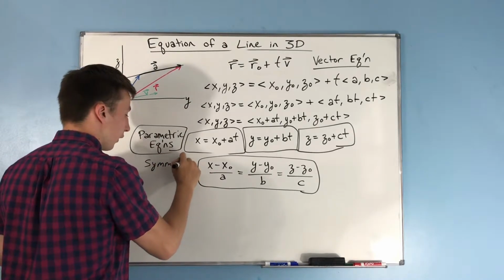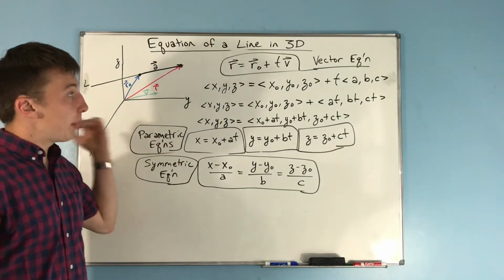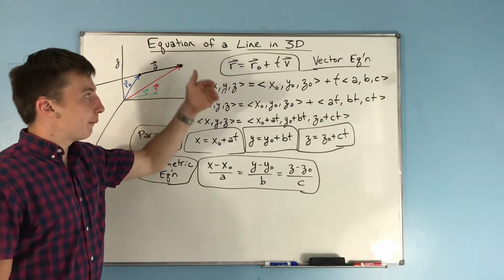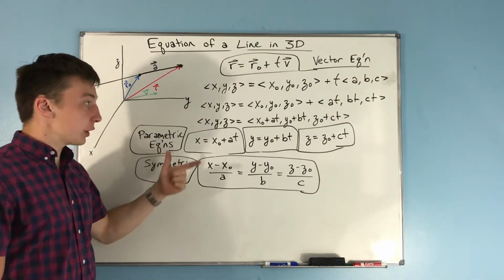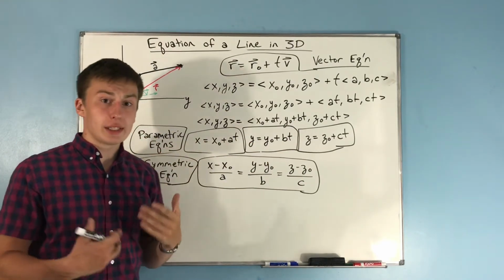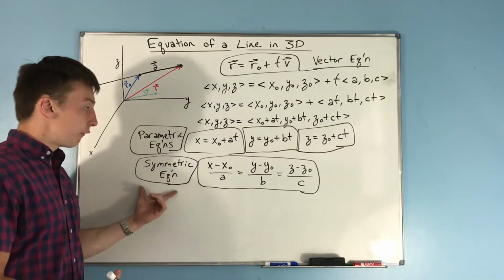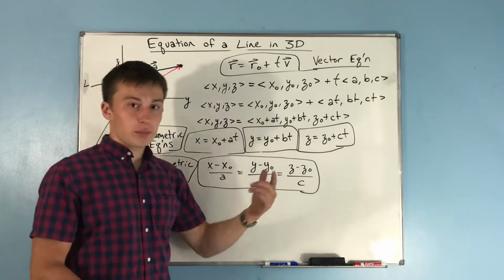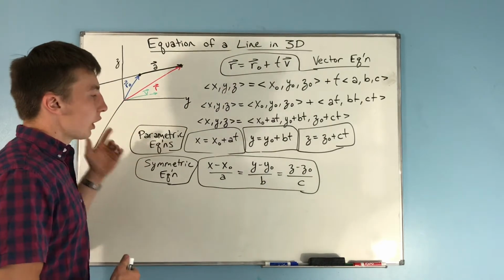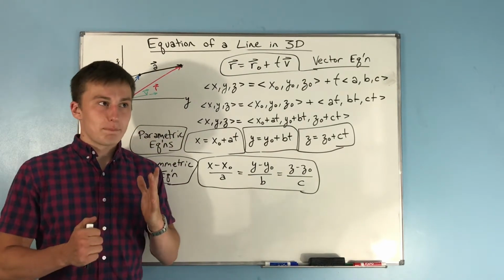the symmetric equation. Now you can also easily pair up the name of the equation to the equation itself because the vector equation has vectors in it. The parametric equations, well, they are parametric equations. When we dealt with parametric equations in Calc 2, we had an equation for x, an equation for y, and so on. And for our symmetric equations, well, these things are equal, so you can think of them as symmetric. Stuff like that.